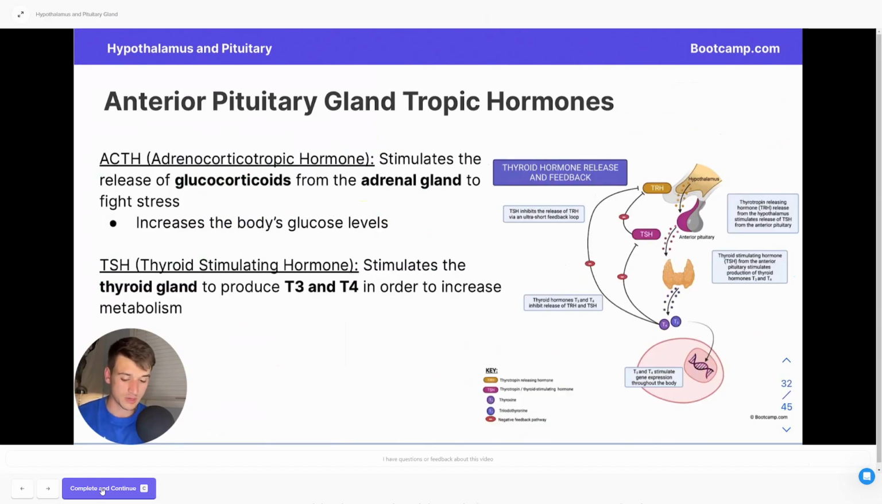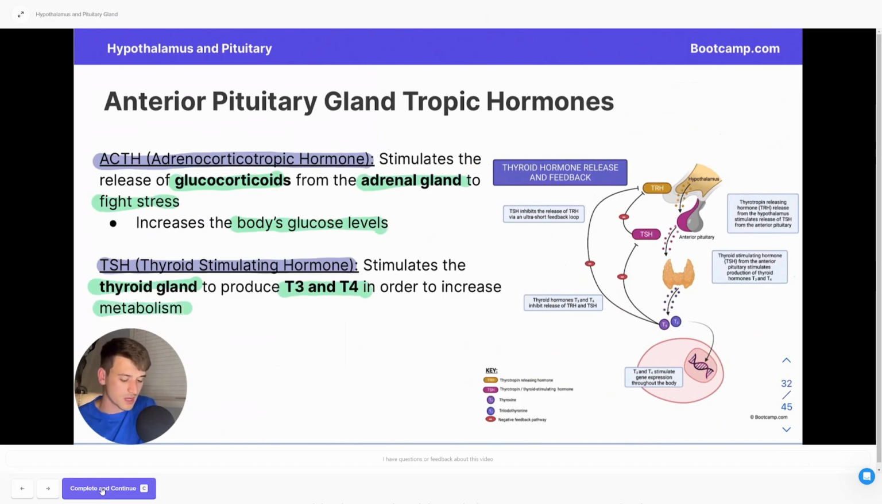Another tropic hormone released by the anterior pituitary gland is ACTH, or adrenocorticotropic hormone. ACTH, once released, will go ahead and affect the adrenal gland, and it will cause the adrenal gland to release glucocorticoids, which are very important because they allow us to do a little stress combating. They are also going to go ahead and increase the glucose levels in the body. And the final tropic hormone that we're going to go ahead and discuss is TSH, or thyroid stimulating hormone. And appropriately enough, TSH is going to go ahead and stimulate the thyroid gland to release some hormones, and the names of those hormones are T3 and T4, with the eventual goal of increasing metabolism.